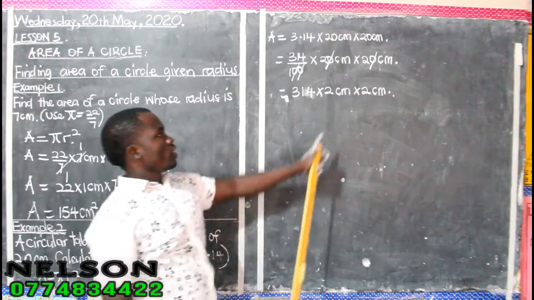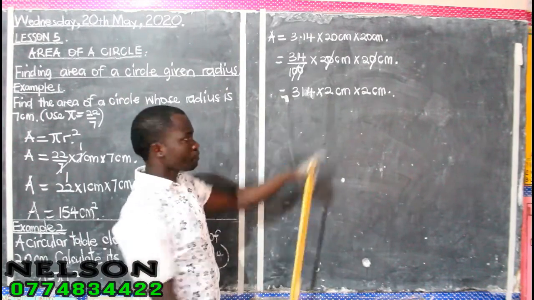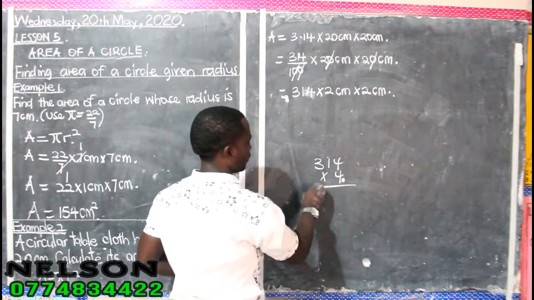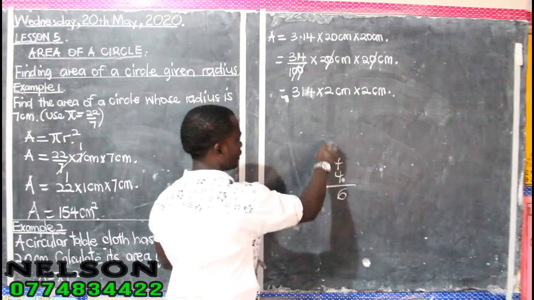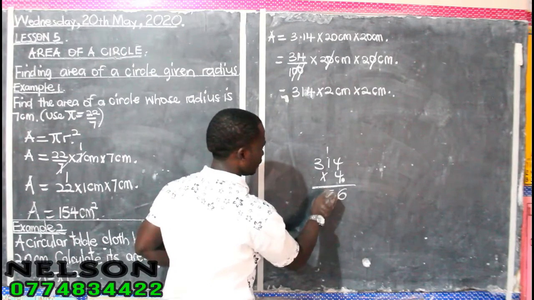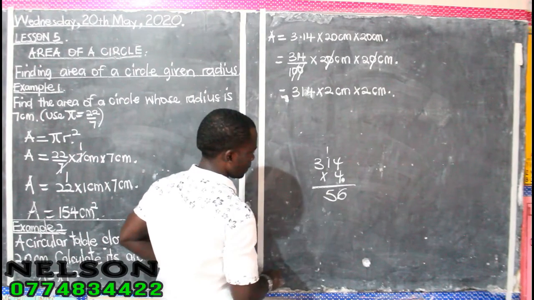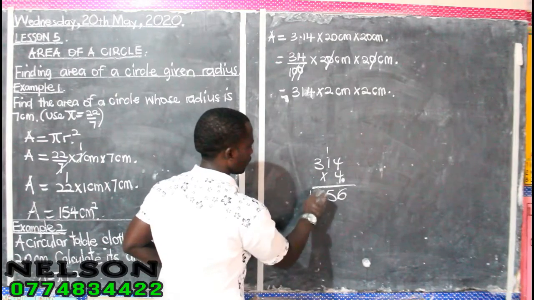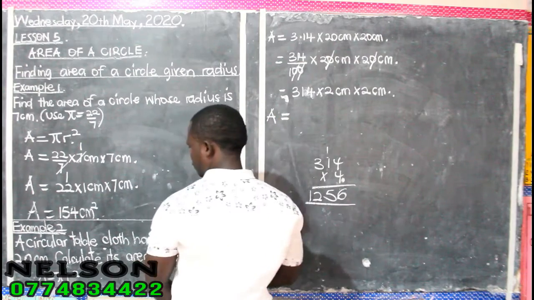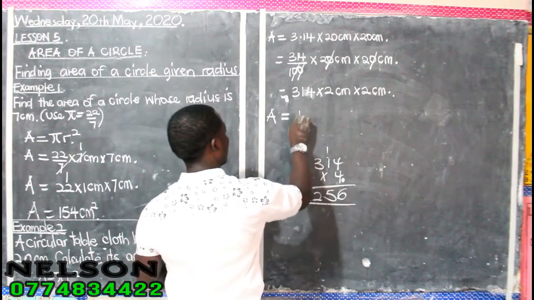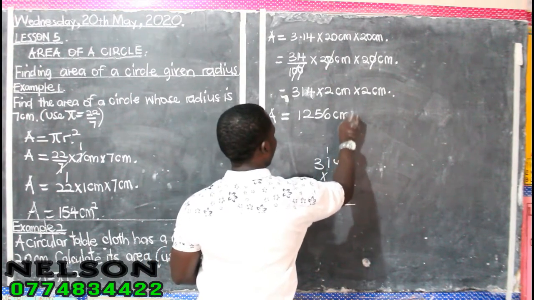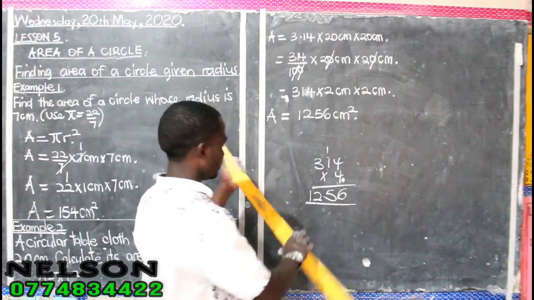Okay? Now 2 times 2 is 4. So we shall multiply here. 314 times 4. What do we get? 4 times 4, 16. Carry 1. Then 4 times 1 is 4. Plus 1 is 5. 4 times 3, we shall have 12. So our area for this circular tablecloth is 1,256 square centimeters.